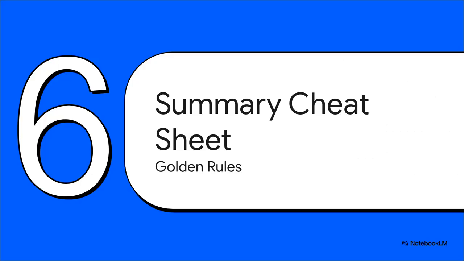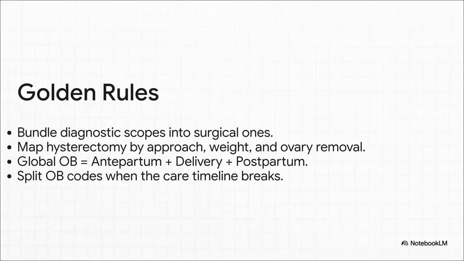All right, let's wrap this up with Section 6, our summary cheat sheet with the golden rules. Get ready to lock these in for the exam. Rule number 1, always bundle diagnostic scopes into surgical ones. Number 2, map out every single hysterectomy by surgical approach, the uterine weight, and whether the tubes or ovaries were removed. Number 3, global OB equals antepartum plus delivery plus postpartum. And finally, number 4, only split those OB codes when the care timeline breaks due to things like insurance changes, a relocation, or using different providers.